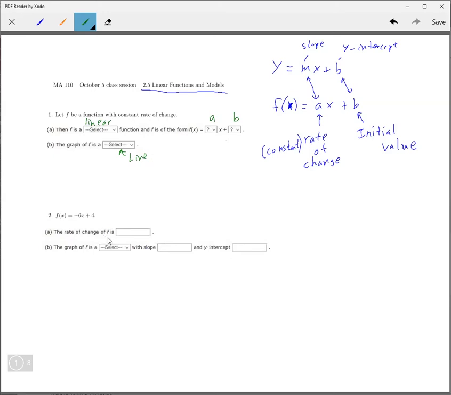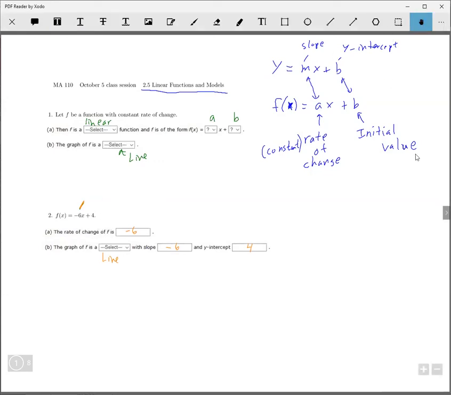Okay, let's get to number 2. Here's an example, and in this example a is negative 6. So it's the constant rate of change, negative 6. The graph is a line. The slope is negative 6. The y-intercept is 4. With a line, negative 6 is the slope and the 4 is the y-intercept, but as far as a linear function, it's the initial value.